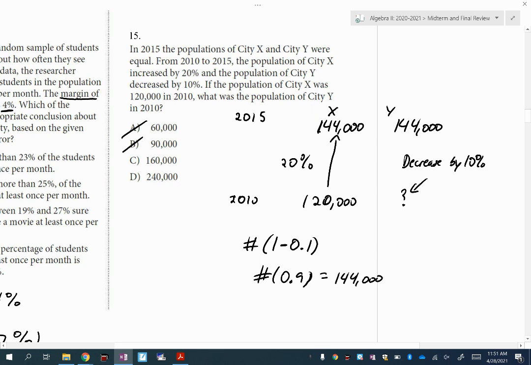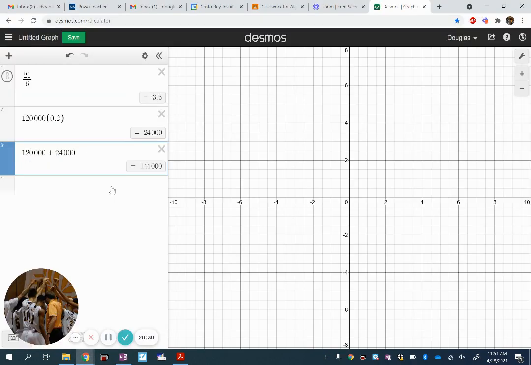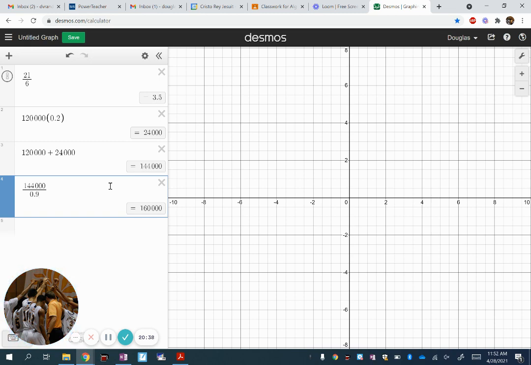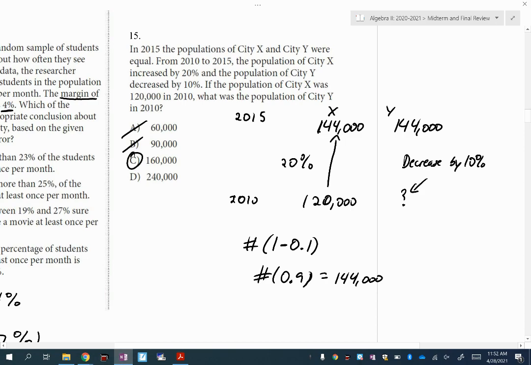So to get our answer, we divide both sides by 0.9. So essentially, I'm looking for 144,000 divided by 0.9. Let's see what I get. All right, so 144,000 divided by 0.9 is 160,000. So again, you could have done this a different way and just tried both numbers since you only have two answer choices that would fit. So the answer is 160,000.